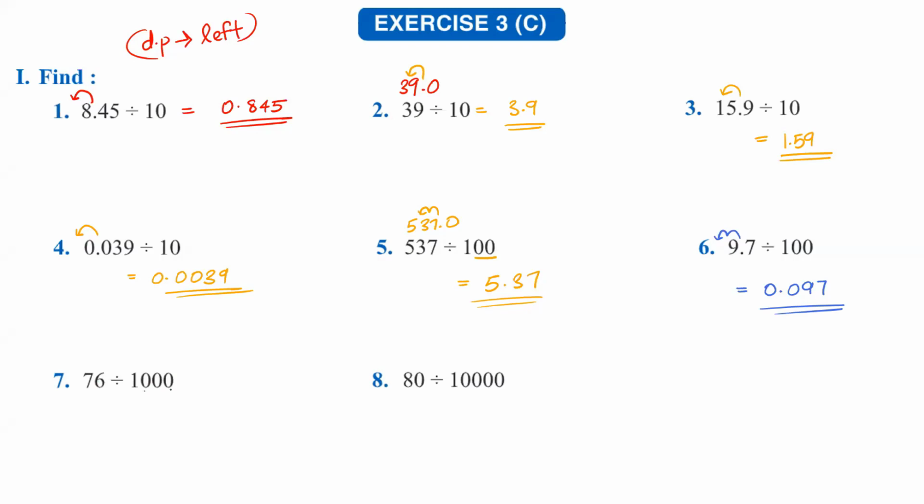What about the 7th question? There are 3 decimal places, so the answer here will be 0.076. Now here there are 4 decimal places. So already 2, then shifted 2 more times. So here the answer will be 0.08. Any doubt in these questions? No, sir. Then we'll come to the second one.